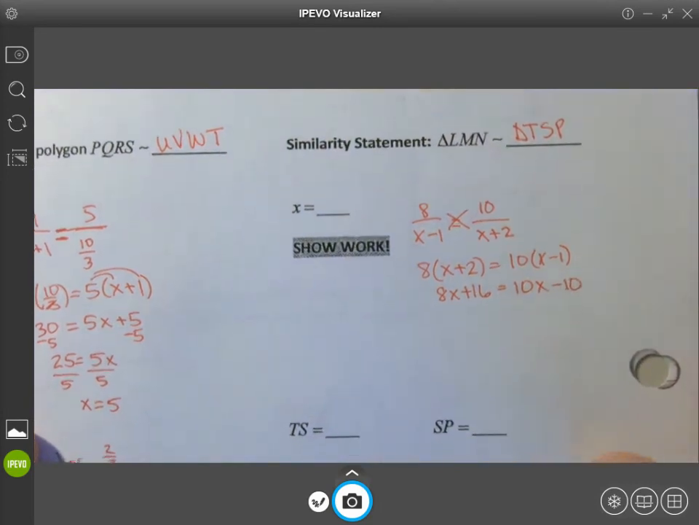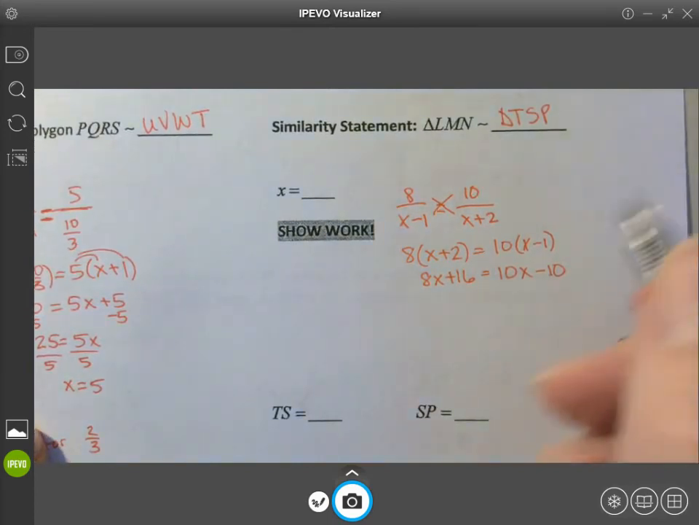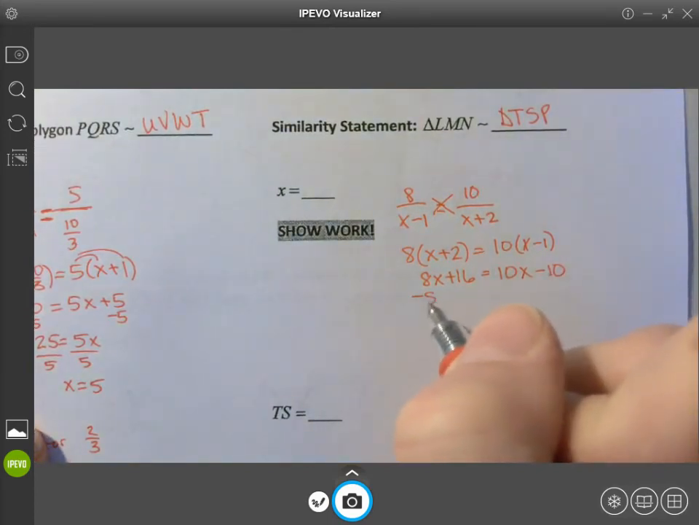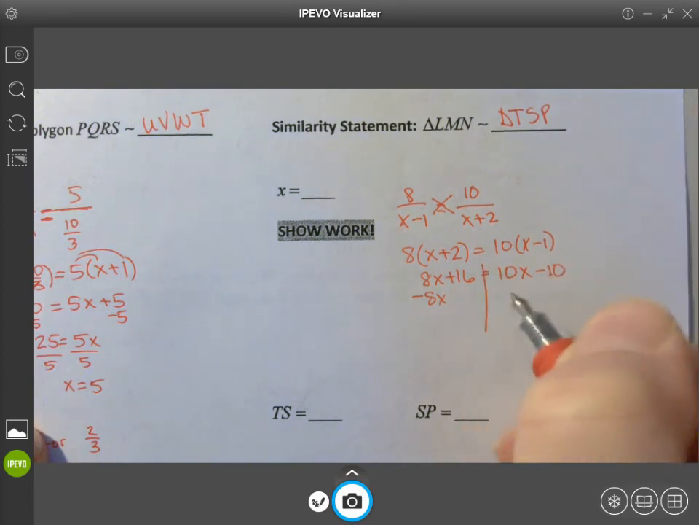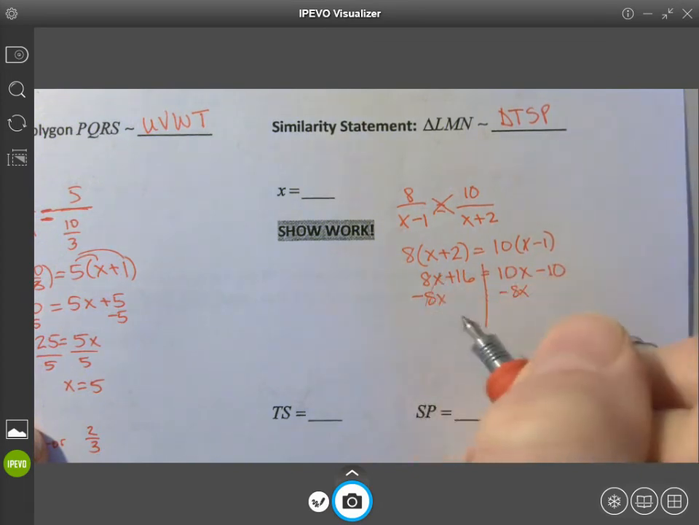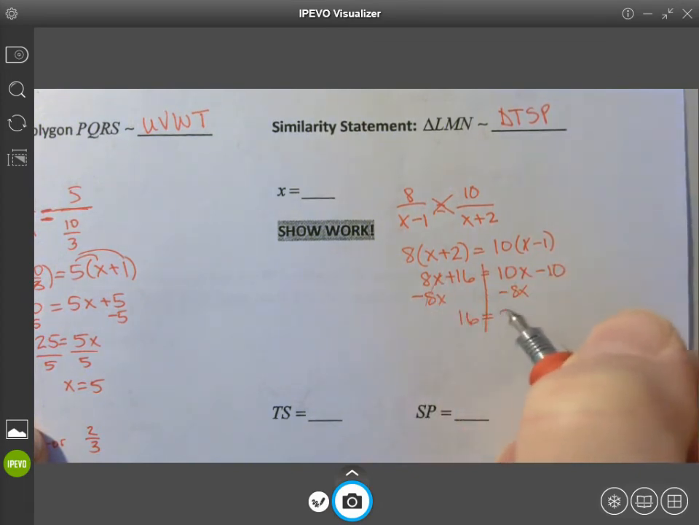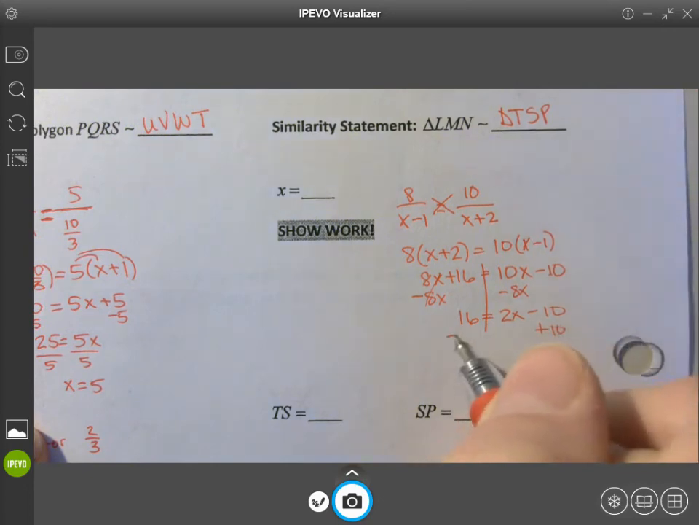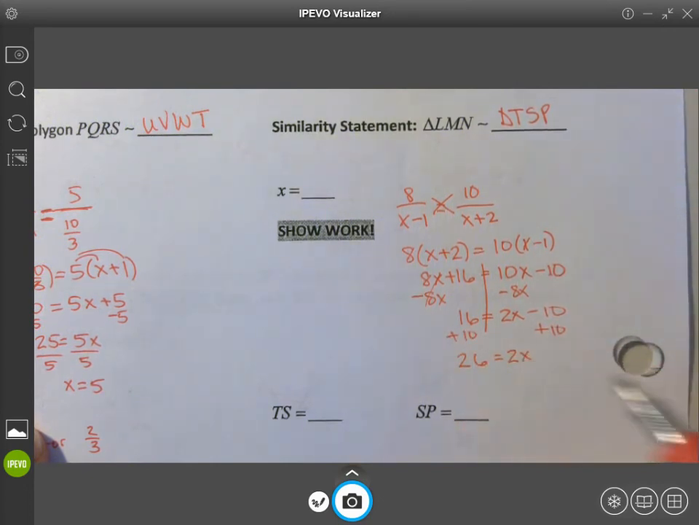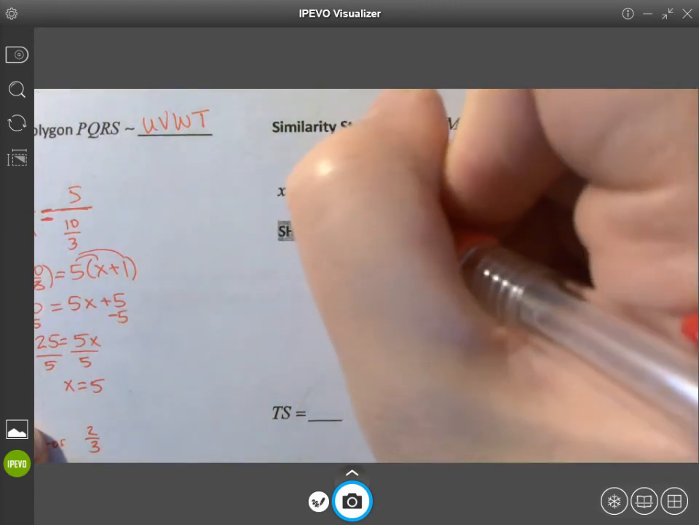You guys are pretty good with equation solving. So I'm going to say most of you seem to want to keep the x positive. So cross the line, change the sign. You get 16 equals 2x minus 10. And then here's my x, so I'm going to add and subtract to get rid of things. And I get 26 equals 2x. Divide both sides by 2. And I get x is 13. Okay, so that's my x.